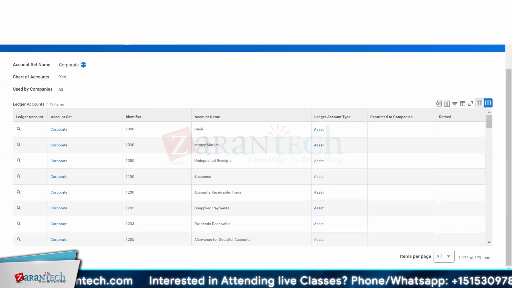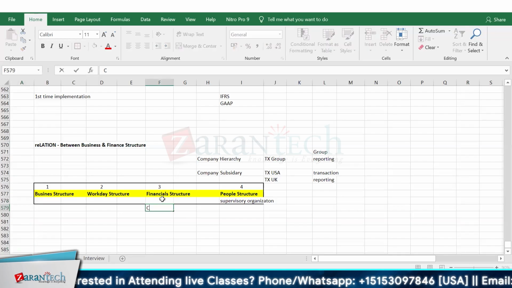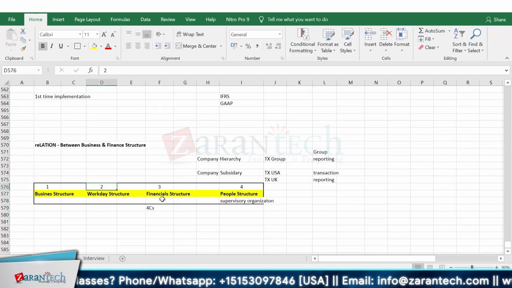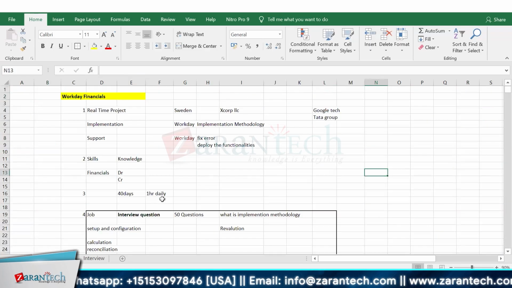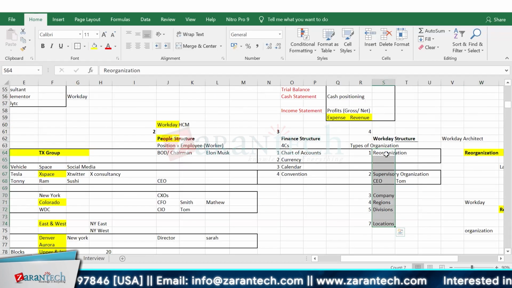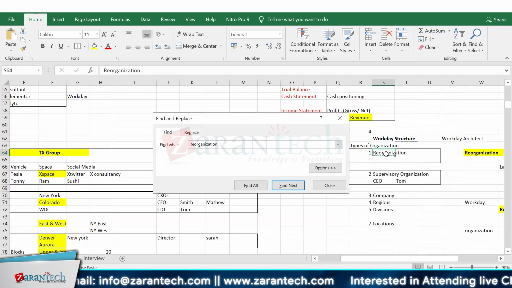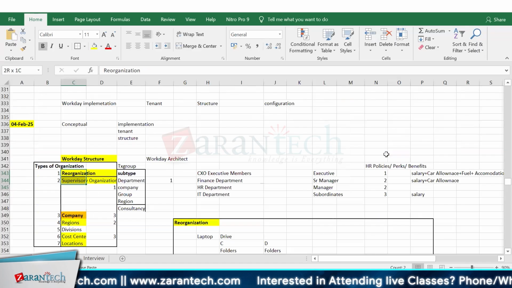So finance chart of accounts will come under the finance structure. The chart of accounts and everything comes under the financial structure. Am I correct? Yes. Okay, the 4Cs will come in. What about the Workday structure? If I go up once again, we can discuss these structures in detail. These are the things that we discuss one by one. Reorganizations. Okay, reorganization will come under the Workday structure. But supervisory also comes under that only, right? The Workday structure? No, we discussed this. Reorganization, supervisory organization, company, region, we define it, cost center, locations.